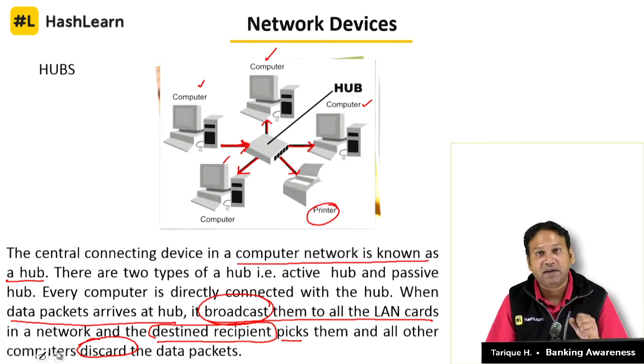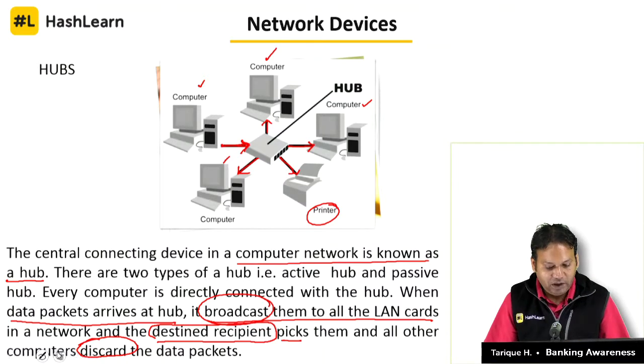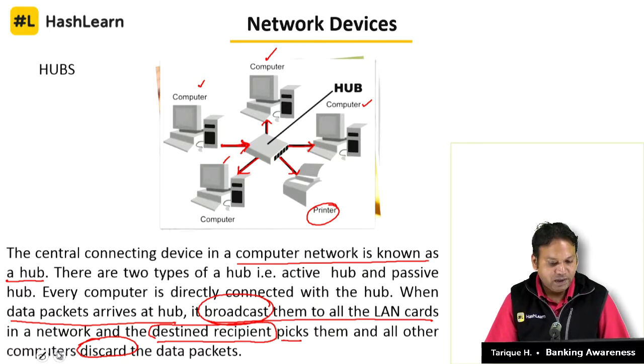That computer will pick the information, others will discard it because other computers will instantly know, because of the LAN card being able to understand, that this is not for me. Clear? They will discard that information, and only the LAN card which understands that this message is intended for it will take the message and pass it on to your operating system through which you can access the information. So this is the hub.